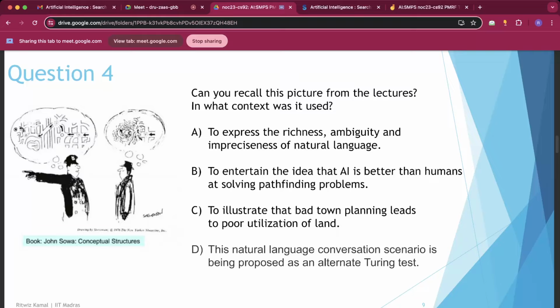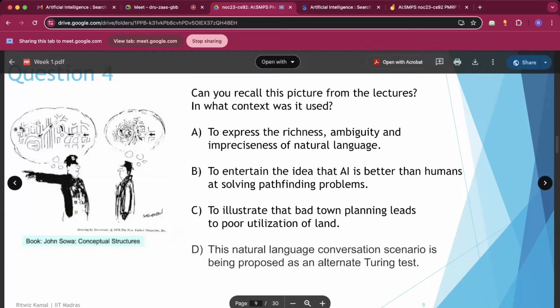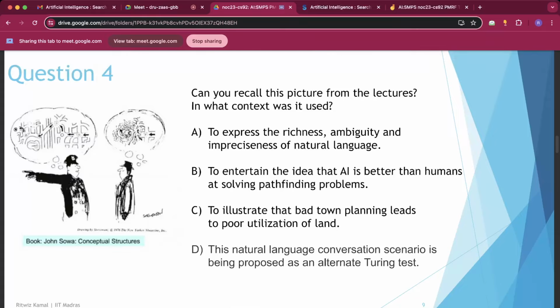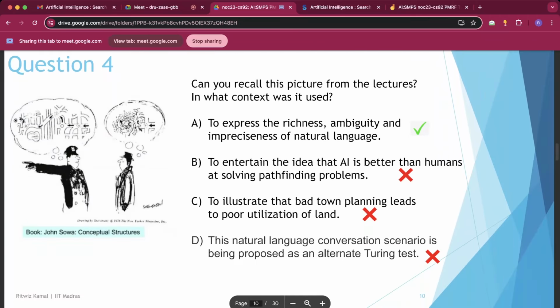So option B is certainly not relevant over here, to entertain the idea that AI is better than humans. That may be true with respect to certain specific problems, but that is not what is being conveyed in this example. Similarly, option C is also not valid, and option D is also not valid over here. So the correct option here is option A.